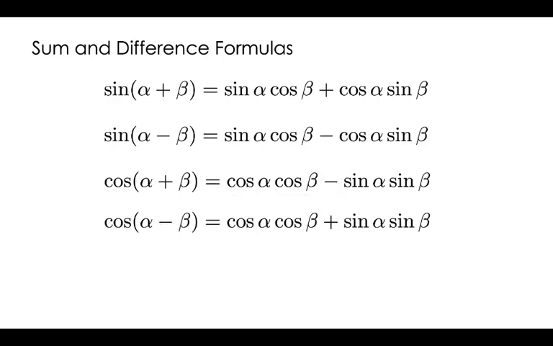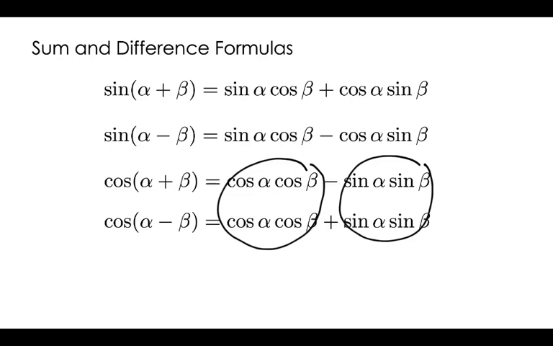And the subtraction formula for cosine, again, has the same pattern as the addition formula, cosine alpha, cosine beta, sine alpha, sine beta, but with subtraction in the middle, it changes sign. The cosine addition and subtraction formulas have opposite signs in the middle.